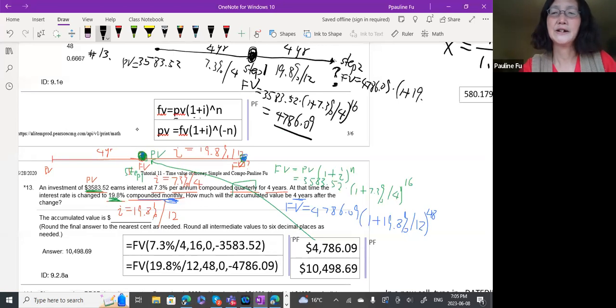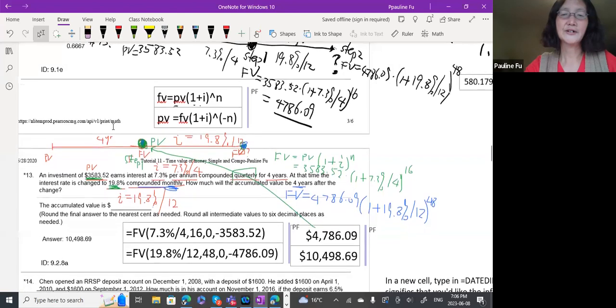i is 19.8% divided by 12. Okay, and then raised to the power 12 times 4, 48. 4 represents 4 years, 12 represents compounded monthly. 1 year has 12 months, 4 years would have 48 months.